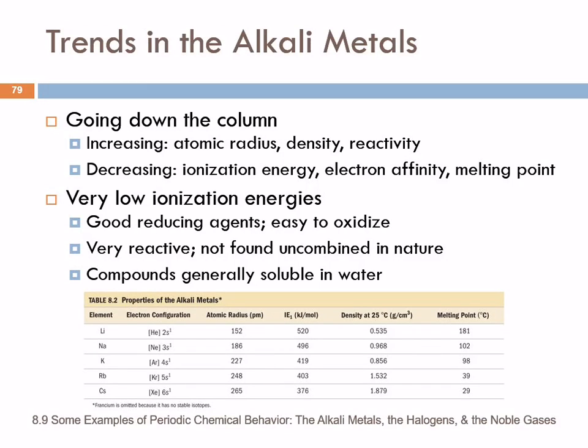Trends in the alkali metals. As we go down in a column, we observe increasing atomic radius, increasing density, increasing reactivity. Things that are decreasing are ionization energy, electron affinity, and melting point.